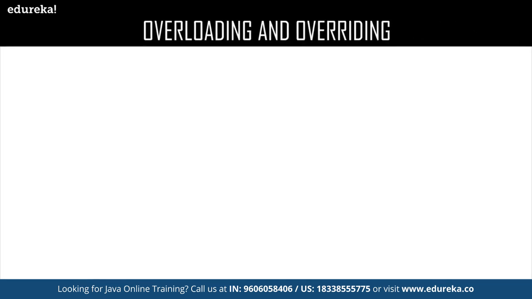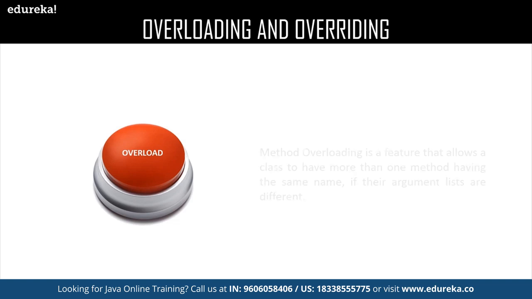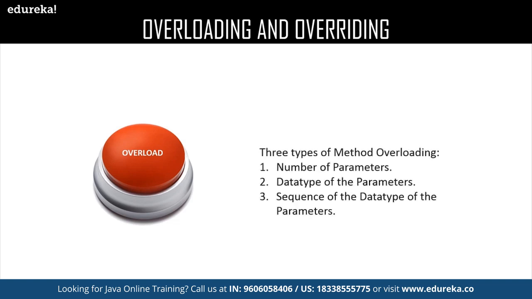Method overloading is defined as a procedure of having two or more methods with the same name within a single class, provided the argument list must be different. Method overloading is divided into three types. The first type is having a different number of parameters, the second is having different data types, and the third is a variation in the sequence of the parameters with different data types. Let us see each one of them practically.